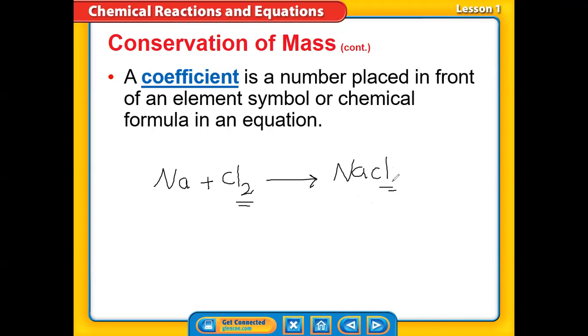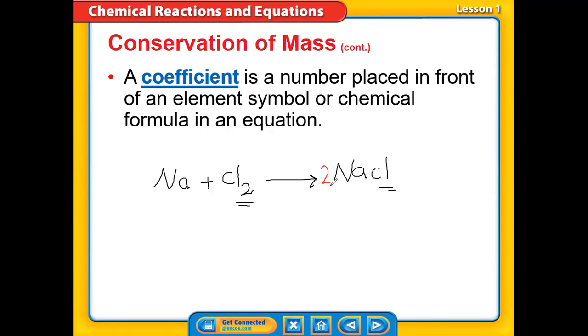That is the coefficient for Cl, beside the Cl here, like this. No, we never change the subscript. Subscript cannot be changed. We just use coefficients. So what should we do? We are going to write 2 here. Yes, like this.